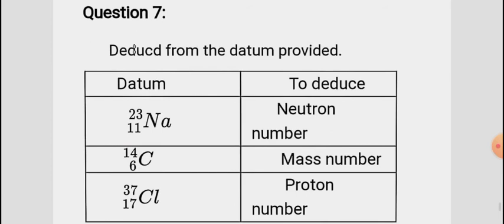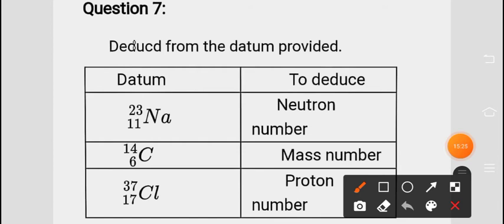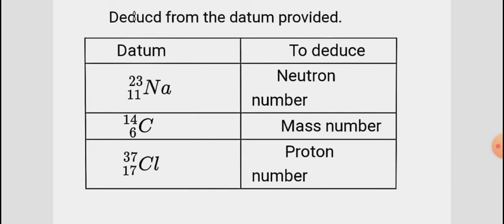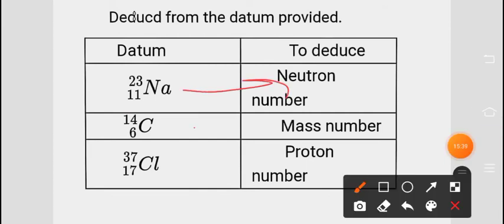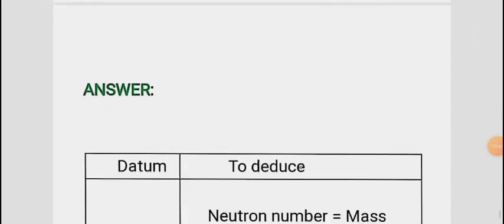Question number 7. Deduce the following from the data provided. So we have to deduce this. This is sodium. The upper number is, this is your question. We have to find neutron number, mass number, and proton number. So we will clear the concept in the answer.